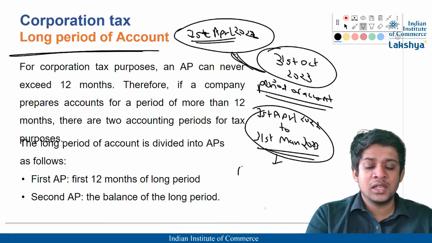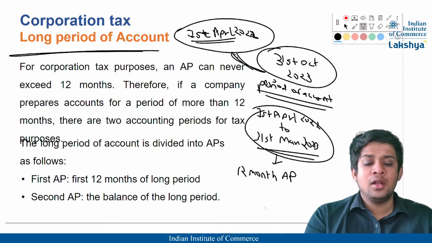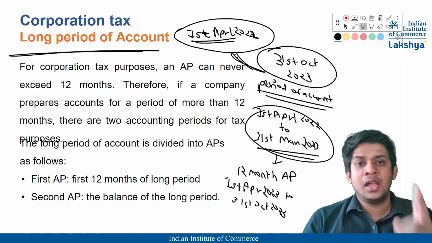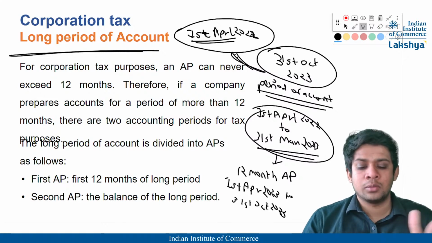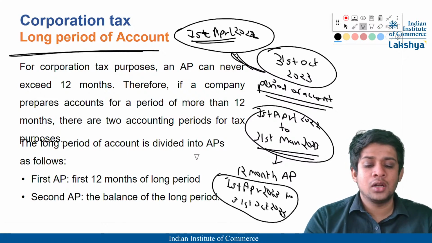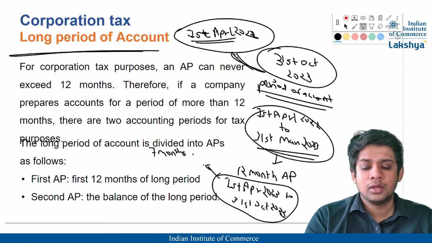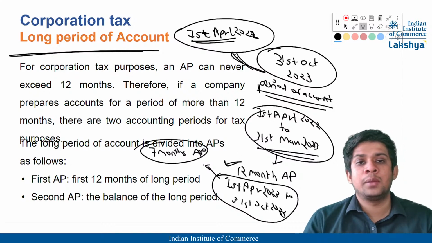This will firstly be considered as a 12-month accounting period. And from 1st April 2023 to 31st October 2023, which is April, May, June, July, August, September, October, which is another 7 months period. So that 7 months period will be the 7 months accounting period. So the first accounting period will be 12 months and the second accounting period will be 7 months. That is how it will be divided.